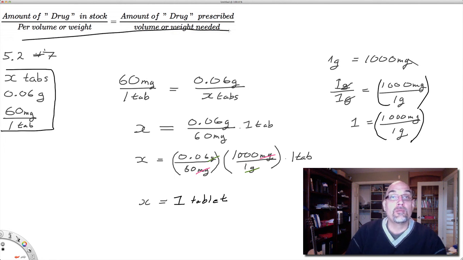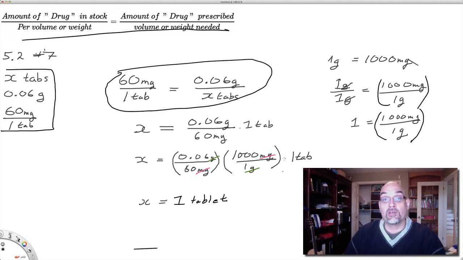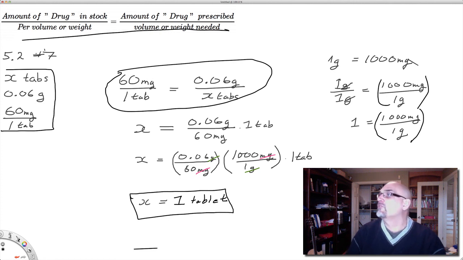So once again, we started out writing down our knowns and unknowns. We wrote down the formula that we're going to use. We put all of our knowns and unknowns into the formula, and then we solved for the unknown and got our answer. Okay, so that's it for that example.